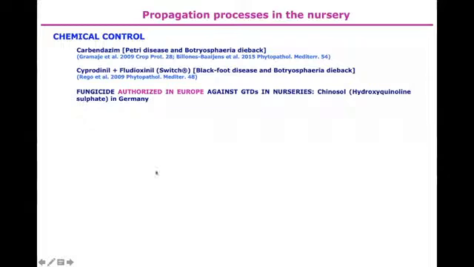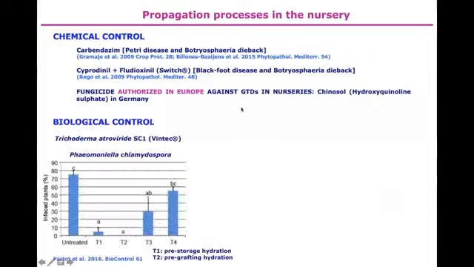However, although chemical control was effective in the past to control GTD pathogens in nurseries, only quinosol is currently authorized in Europe, in particular in Germany, against these fungi, and its efficacy is very low compared to, for example, carbendazim, cyprodinil, or fludioxonil. One of the possible alternatives to chemical control is the application of biological control agents.